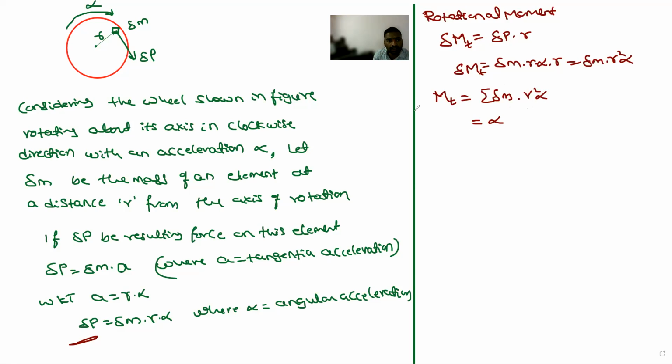So I can write this as M, this is R square, this is alpha. What is M into R square? I times alpha. So the total rotating moment is equal to I times alpha. So this is what we wanted. Rotating moment is equal to I times alpha. Here you can write I is equal to M times R square.